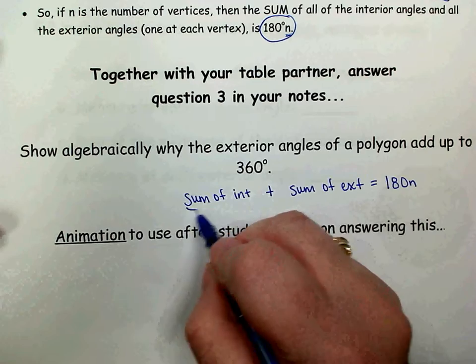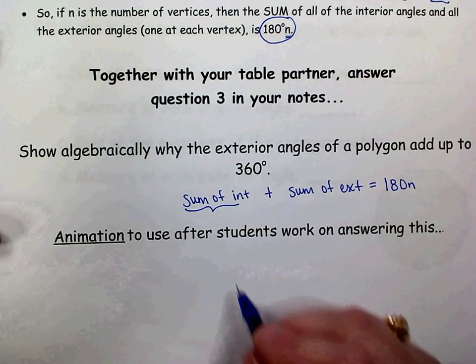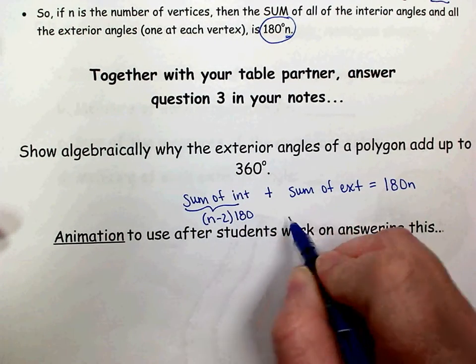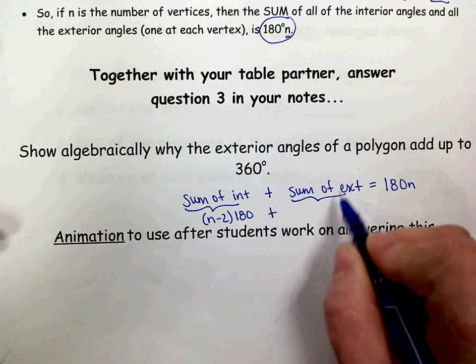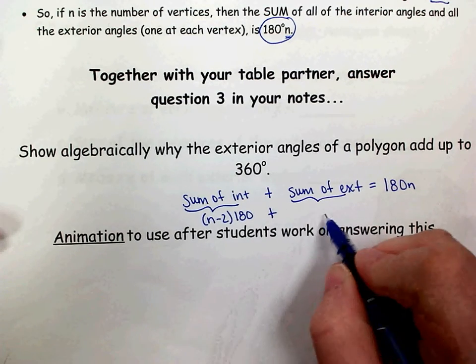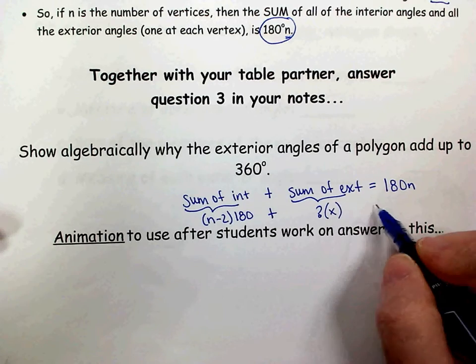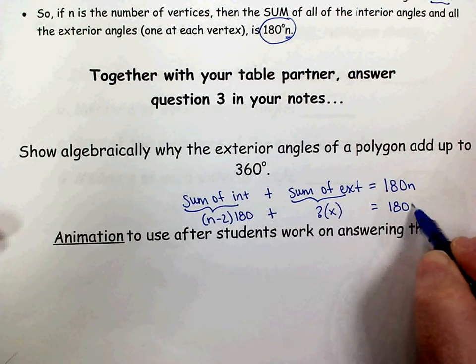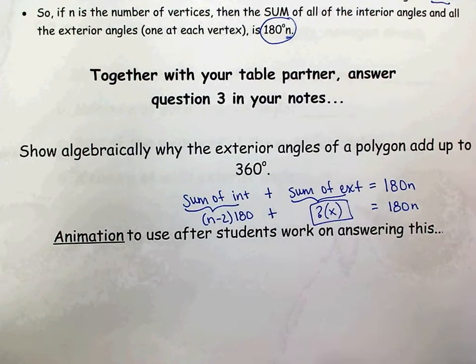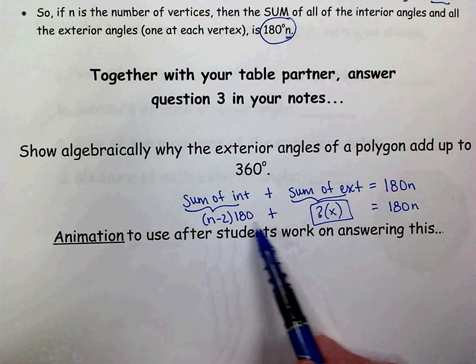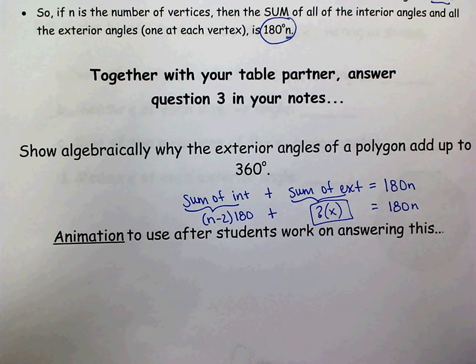We have a formula for the sum of the interior. Remember, that's the n minus 2 times 180. And you're trying to prove that the sum of the exterior is 360. So for now, just put this as a question mark or an X or whatever you want it to be. And you're trying to solve for this and make sure that it equals 360 degrees. So simplify this expression and see if you can come up with it being 360 on your own.